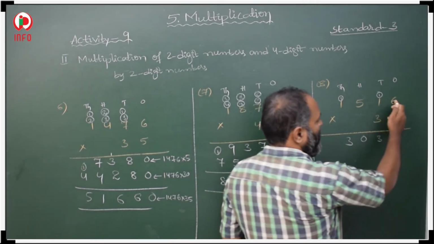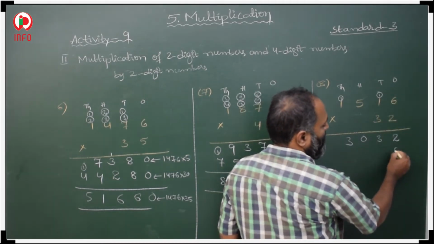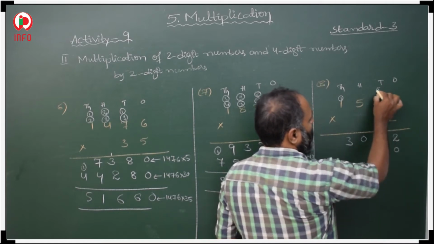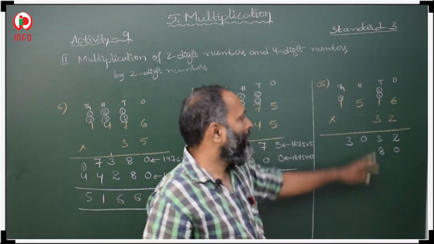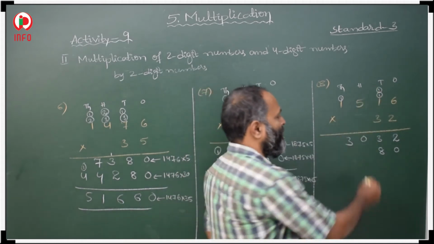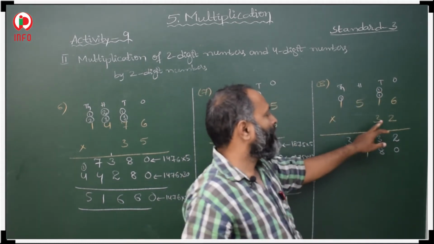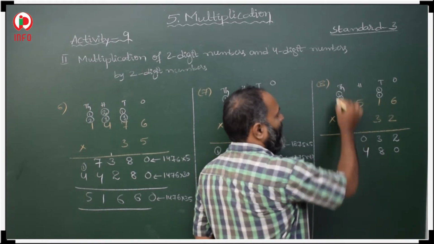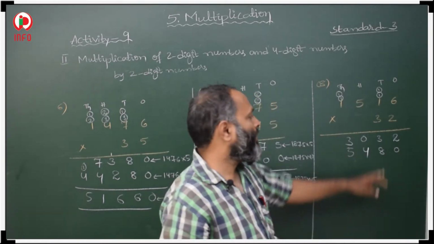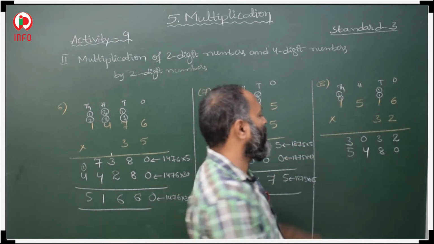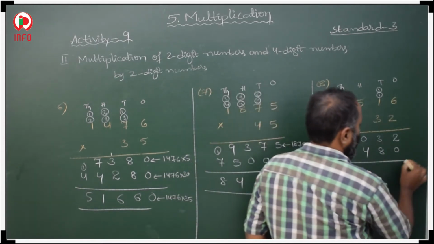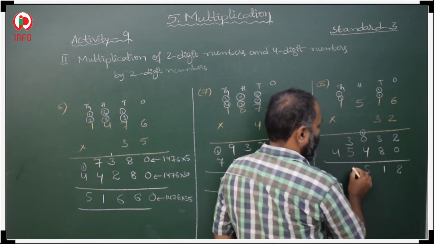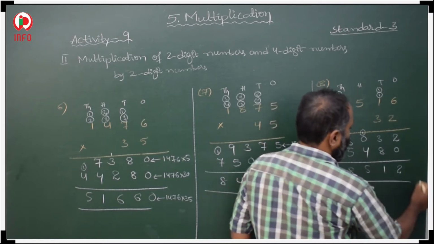And 3 eights, now it is in tens place. First you take 0. 3 sixes are 18 and 1 carried over to tens place. 3 ones are 3, 3 plus 1, 4. 3 fives are 15, 5 here and 1 carried over to thousands place. 3 ones are 3, 3 plus 1, 4. And 2, 11, 5, 8, 4.